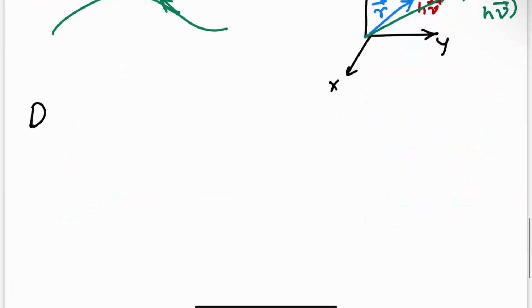Then there is another important quantity called the divergence.